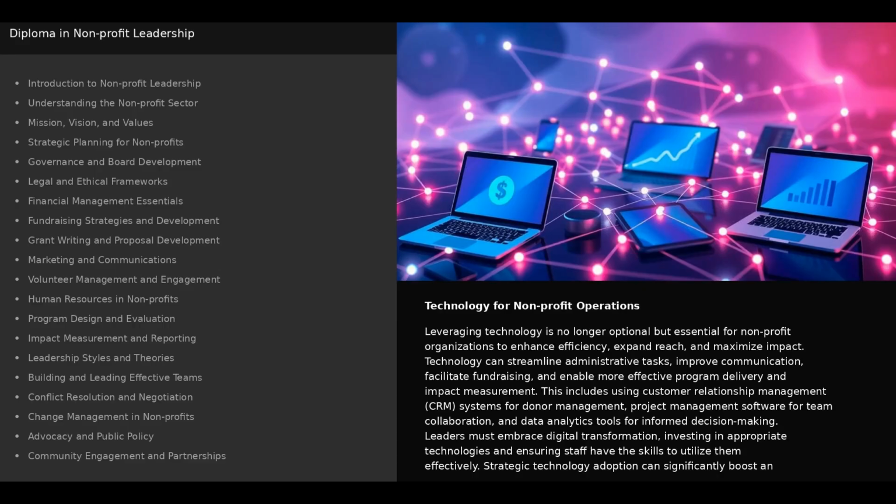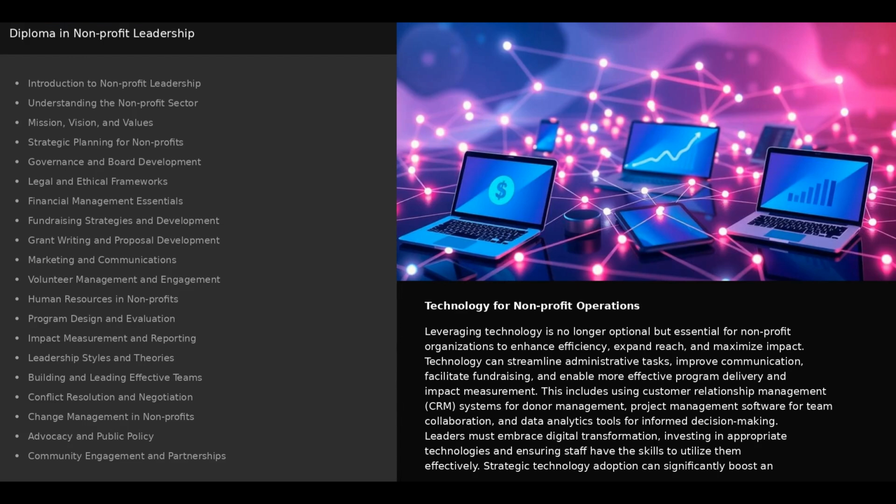Technology for non-profit operations. Leveraging technology is no longer optional, but essential for non-profit organizations to enhance efficiency, expand reach, and maximize impact. Technology can streamline administrative tasks, improve communication, facilitate fundraising, and enable more effective program delivery and impact measurement.